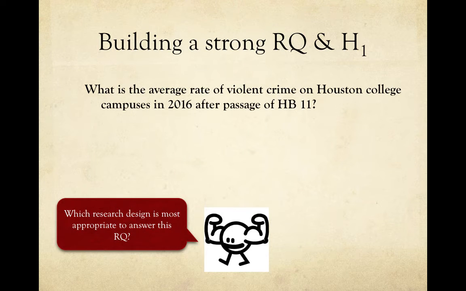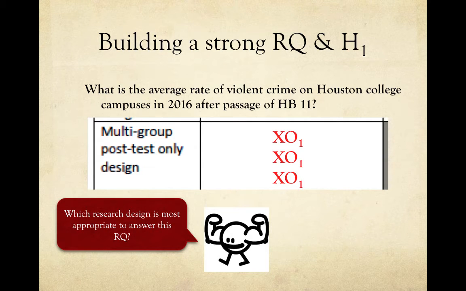In addition to deciding on a sample and sampling technique, we must also determine what is the most appropriate and feasible research design to use. Again, the X stands for the bill that was passed, Senate Bill 11, allowing students and teachers to carry guns on campuses. X also represents the IV, or independent variable, which is the passage of the bill. The O1 is your dependent measure, or dependent measures. In this case, violent crime rate on campuses.